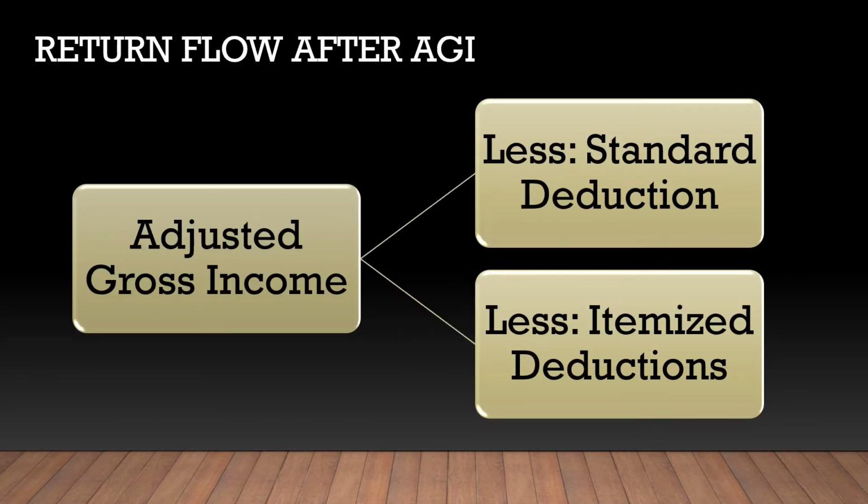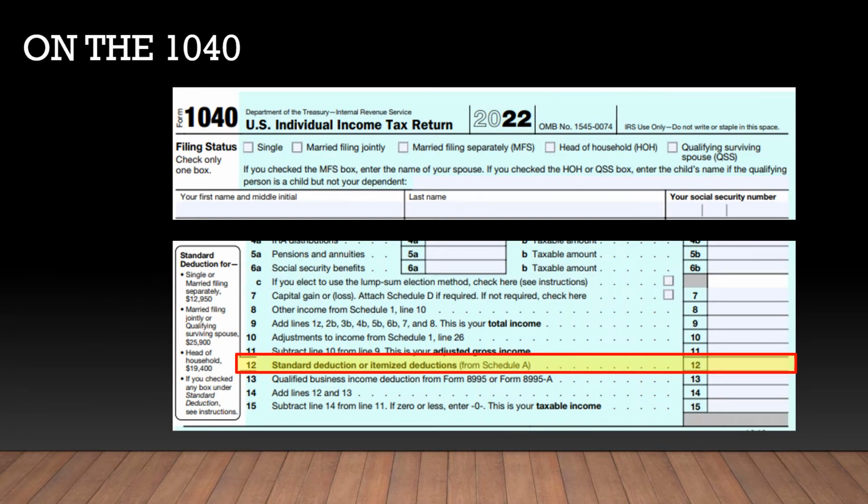So after we reach our adjusted gross income line, we have a kind of a split in the flow of how a return is going to go. Some people are going to be able to deduct the standard deduction, and some people are going to find that they get a better tax deal if they itemize their deductions. And here's what it looks like on the front face of the 1040. Line 12 is for the standard deduction or itemized deductions, which flow from Schedule A.